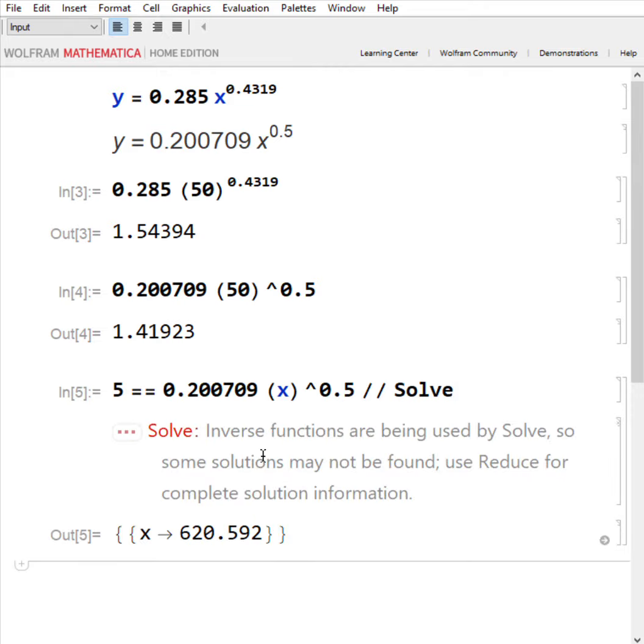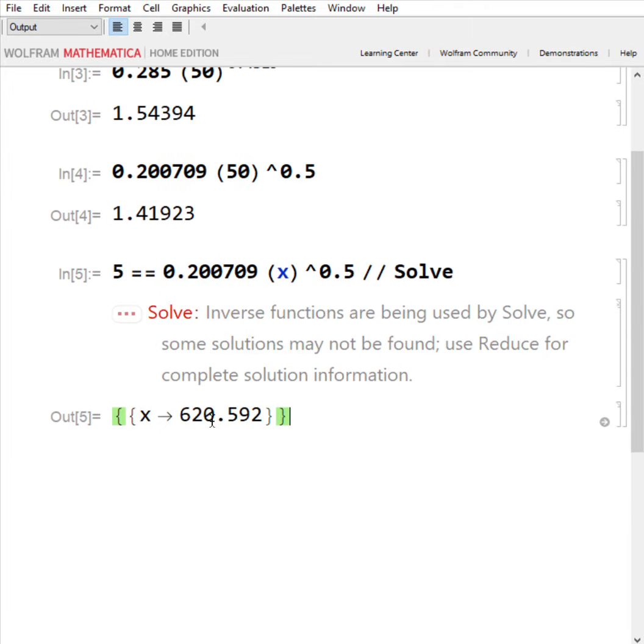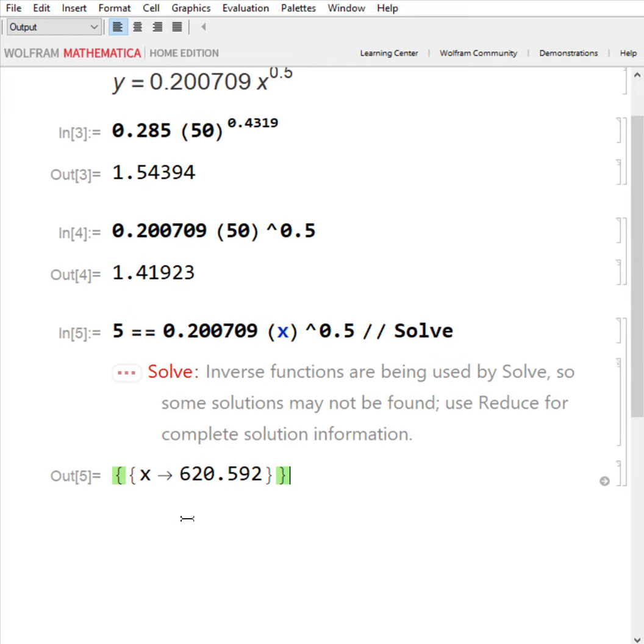It complains about using an inverse function, but I don't care. It gives us the result that that pendulum is 620.6 centimeters long. So that's a little more than 6.2 meters.